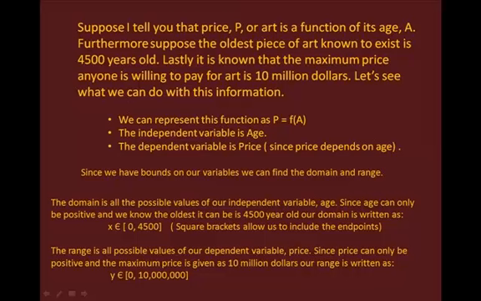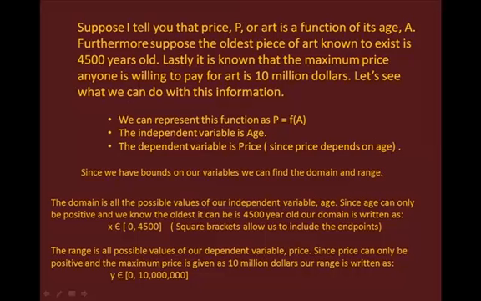So again, the domain is all possible values of our independent variable, which here is age. Since age can only be positive, we know that the oldest it can be is 4,500 years old, because that's the oldest known piece of art, and we know it's not going to be less than 0 because negative age doesn't make sense. So we write it as x is an element of [0, 4,500]. The square brackets allow us to indicate that the endpoints are included. That is our domain for this situation.